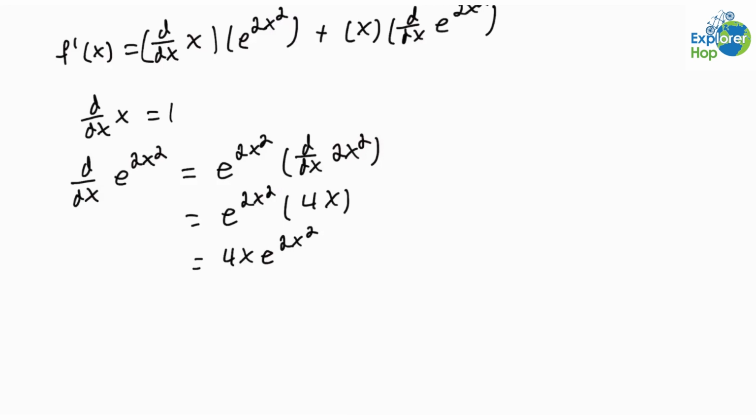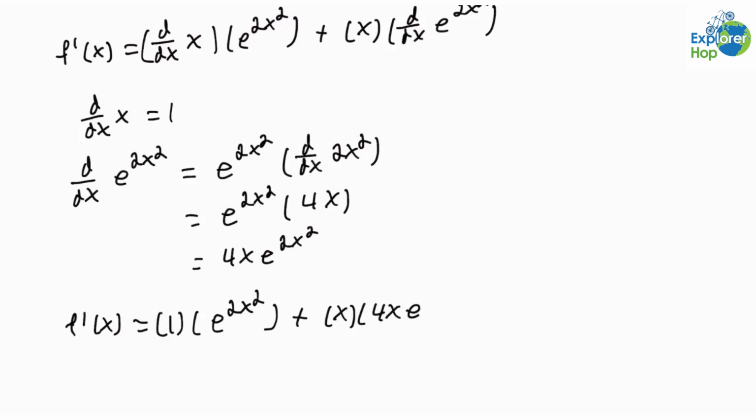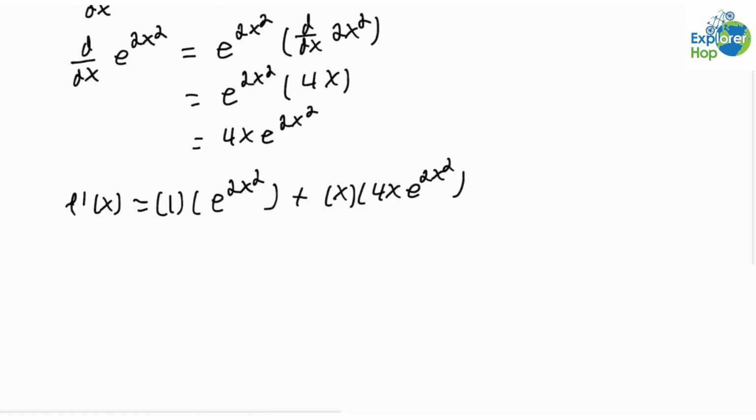So putting everything together, the derivative of f of x, f prime of x, is equal to 1 times e to the 2x squared plus x times 4x times e to the 2x squared. And this is equal to e to the 2x squared plus 4x squared times e to the 2x squared.